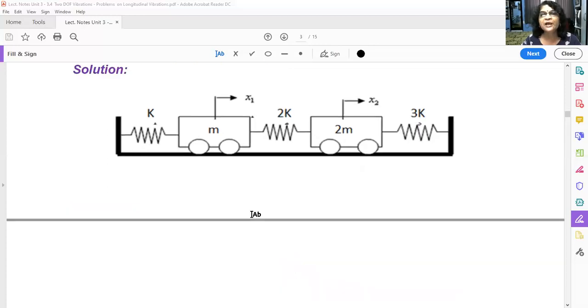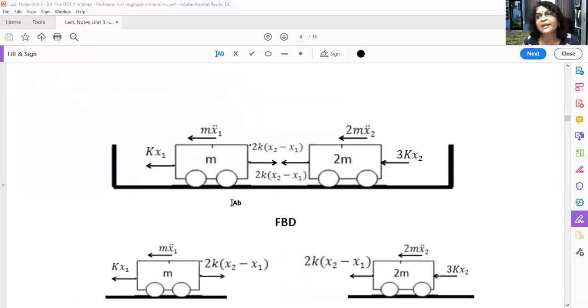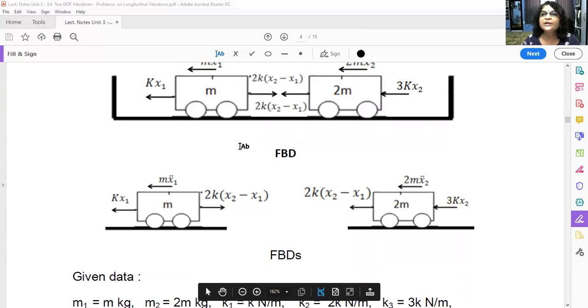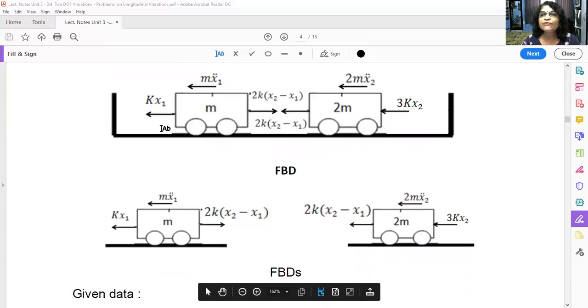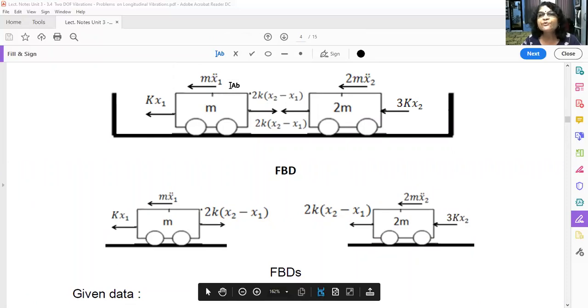Now the first step is to draw the free body diagram. This is the free body diagram of both the masses, and it is also shown in this diagram. What are the different forces acting on these 2 masses? Inertia force, and spring forces. As this mass is moving towards the right, this spring will exert a force towards the left. What is the magnitude? k into x1.